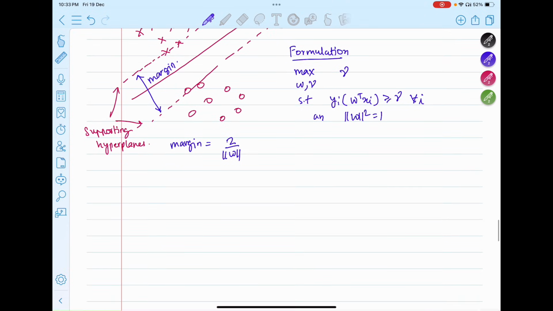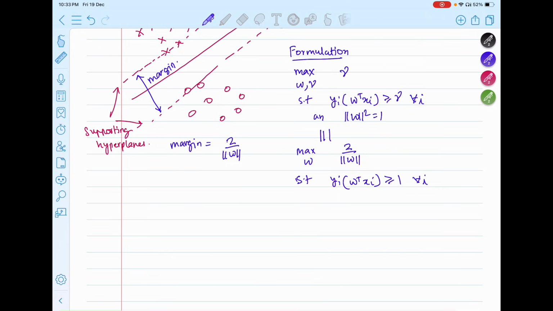But now it turns out that we have W and gamma both, and it's very hectic. So we get rid of gamma and say just maximize with respect to W. Instead of gamma, just write 2 by norm of W, the margin, such that yi times W transpose xi is bigger than or equal to 1 for every i.